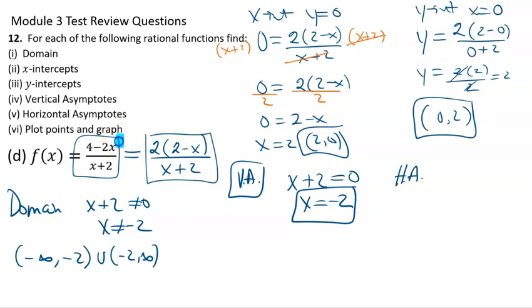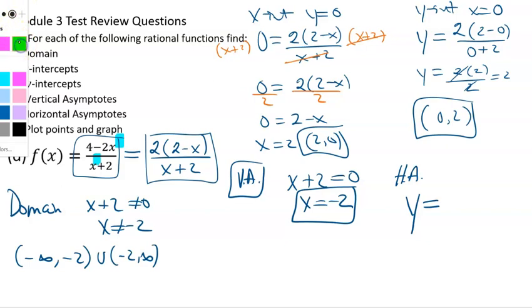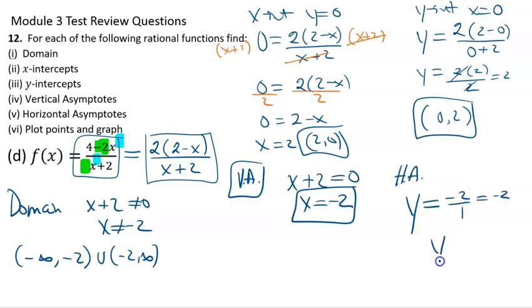The degree of the numerator is 1. The degree of the denominator is 1. So whenever the degrees are the same, like they are in this case, they're both 1, your answer is y equals leading coefficient over leading coefficient. Now let's highlight the leading coefficient. The leading coefficient of the numerator is actually -2. The leading coefficient for the denominator is +1. So your y equals -2 divided by +1, which of course is -2, or y equals -2 is your horizontal asymptote.